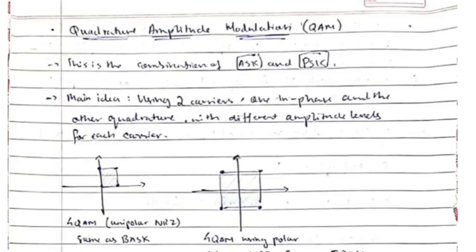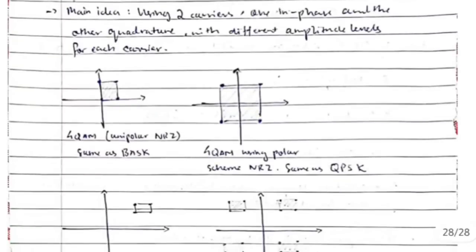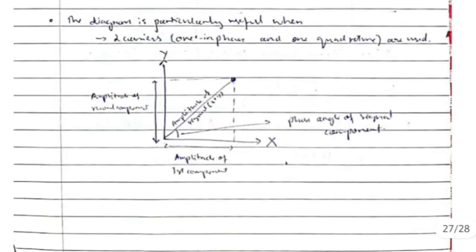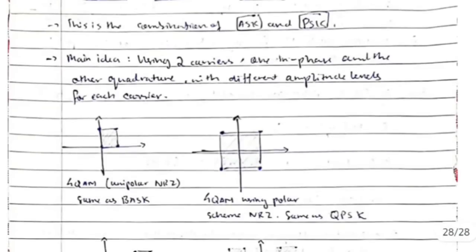This is the last topic. In this we have quadrature amplitude modulation. This is nothing but a combination of amplitude shift keying and phase shift keying. By using the combination of both, we will get a few types of constellation diagrams. See here, this is the constellation diagram. Same concept, we are representing the wave which we get from the combination of ASK and PSK.